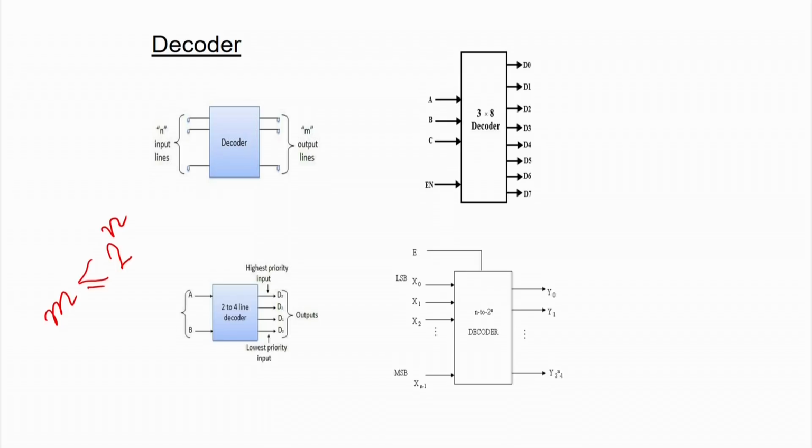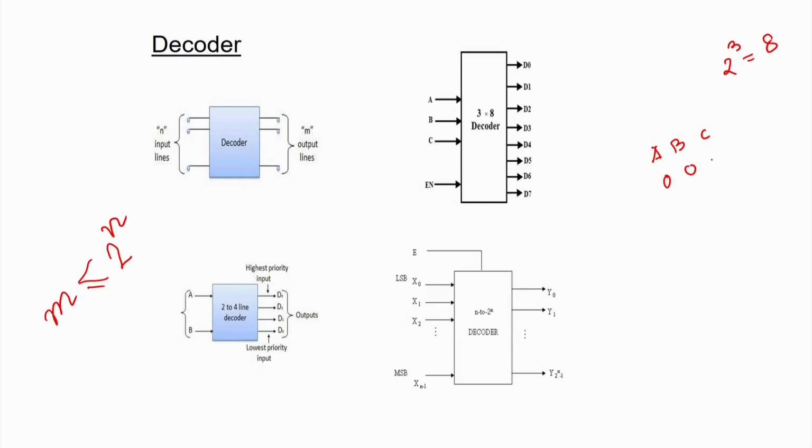Depending on the input combination, only one of the output lines is high. Here you can see a 3 by 8 decoder. We have 3 input lines, A, B, C, and 8 output lines, D0 to D7. Since we have 3 input lines, the total number of input combinations is 2 to the power 3, which is equal to 8. Depending on one combination, generally one of the output lines is high.